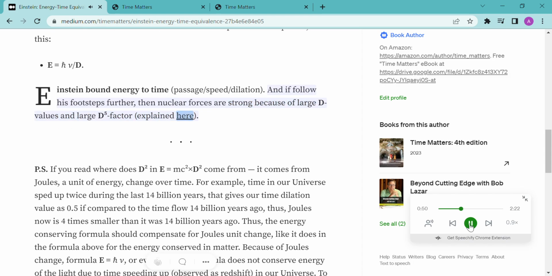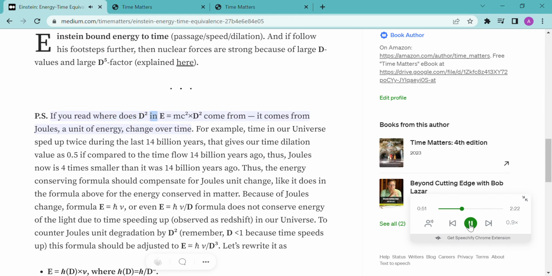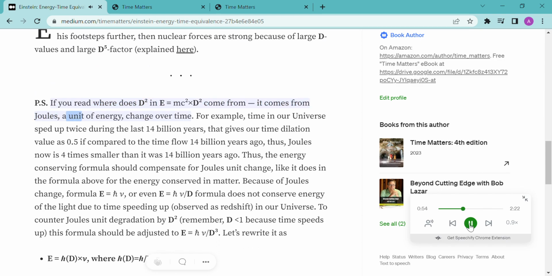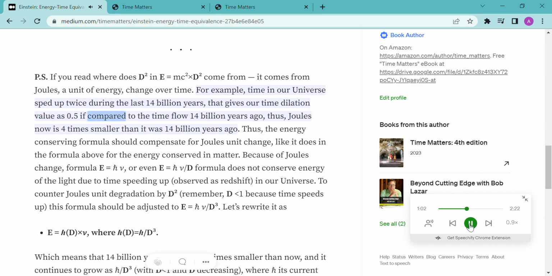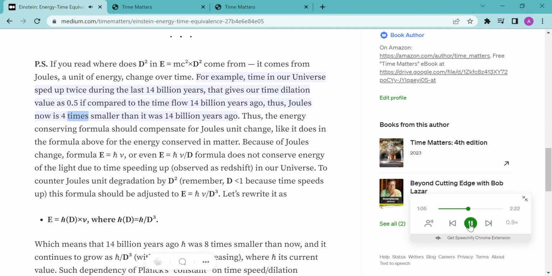factor, explained here. P.S. If you read where the d2 in E equals mc2 times d2 comes from, it comes from joules, a unit of energy, changing over time. For example, time in our universe sped up twice during the last 14 billion years. That gives our time dilation value as 0.5 if compared to the time flow 14 billion years ago. Thus, joules now is 4 times smaller than it was 14 billion years ago.